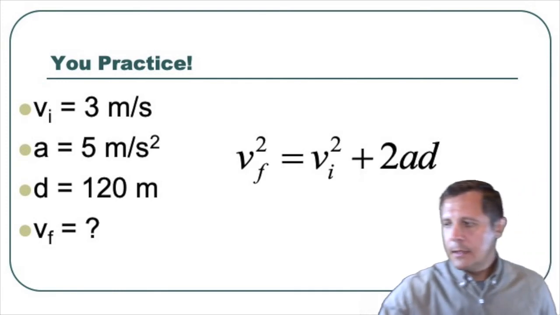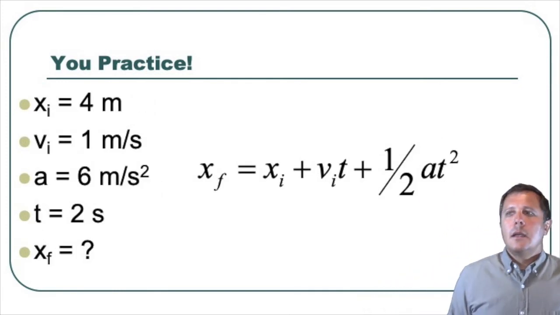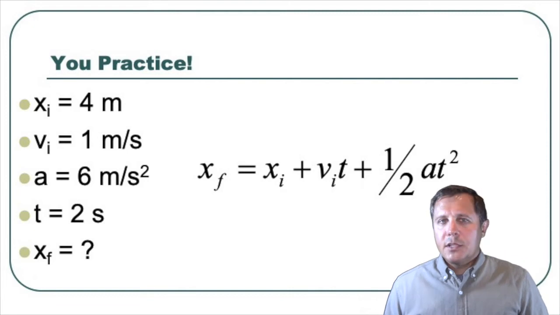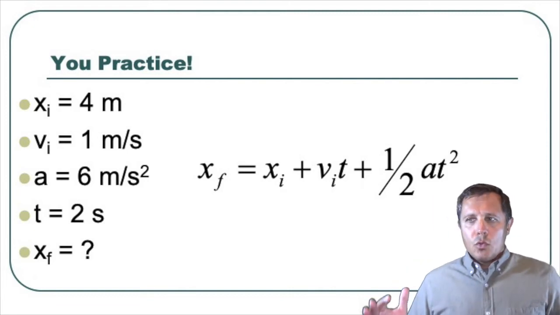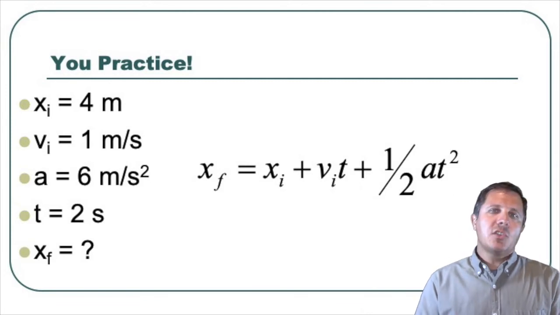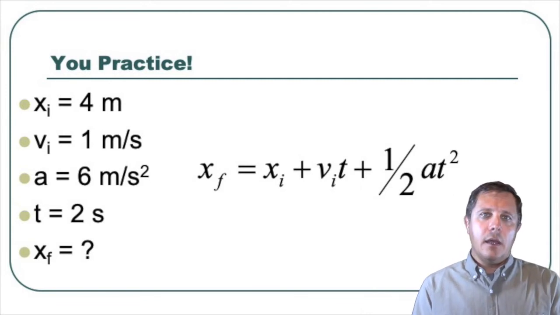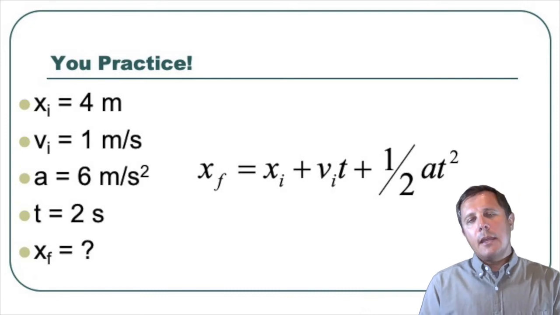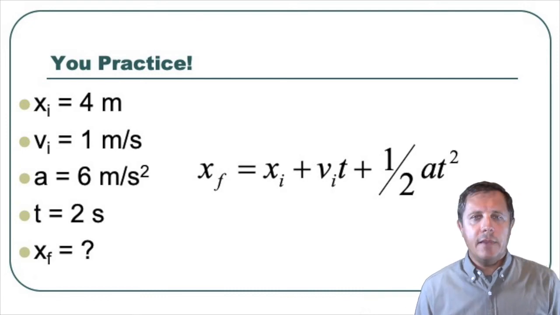All right, last one, the big ugly. So here's the big ugly. You're going to have an initial position. You're going to have acceleration. We can put all this stuff in it. Let's use an example of it.